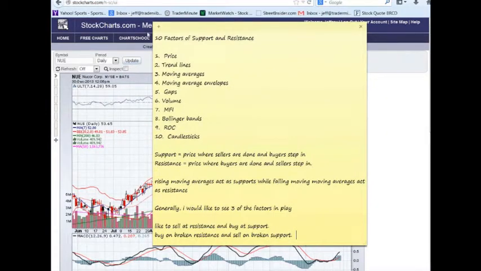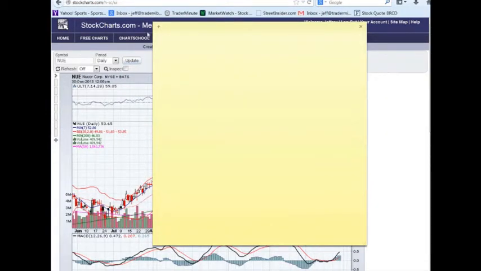Let's take a look and start to break down technical indicators. To this point, we've talked about some of the theories or assumptions that we make when doing technical analysis. We've also talked about support and resistance, perhaps one of the most key factors in dealing with technical analysis.